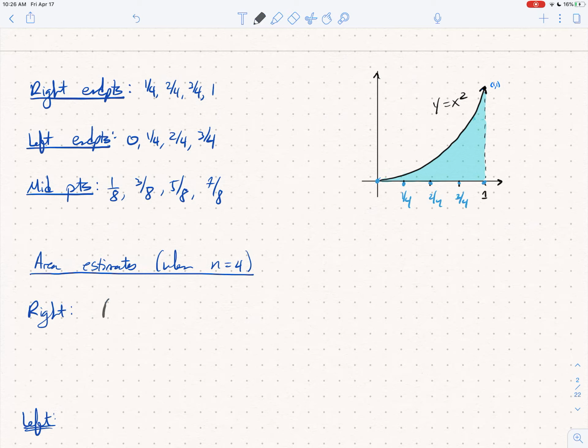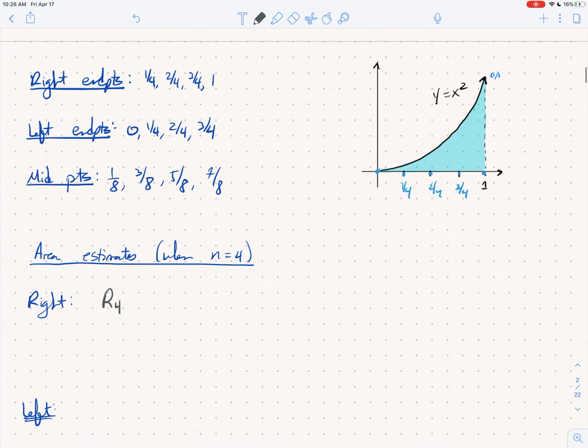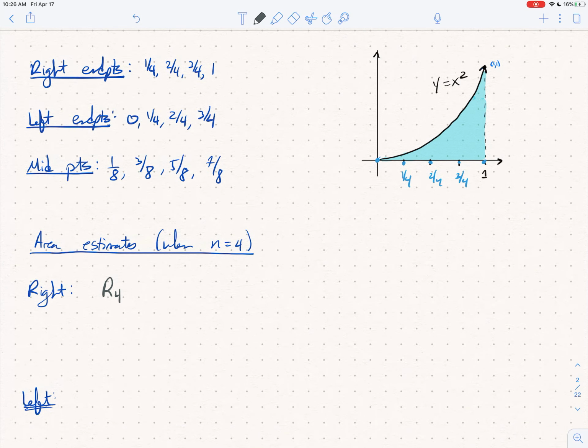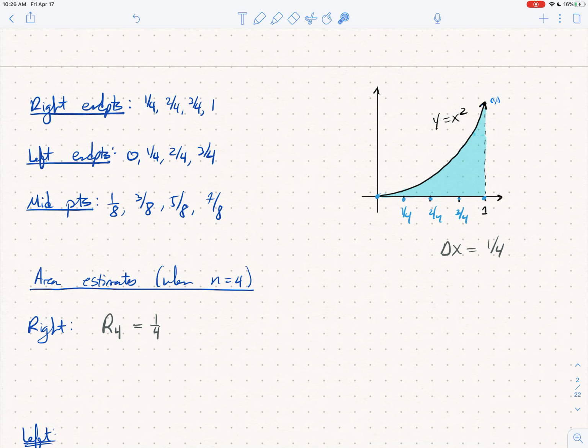Let's actually work out the area estimates for each one. If I want to use right endpoints, we typically denote that using 4, so I would denote the area estimate with 4 right endpoints as R sub 4. Let's just work through it. We know that the width of each little piece, delta x, is 1/4. So for the right endpoints, the first one, I'm going to get 1/4. I'm plugging the right endpoint into my function.